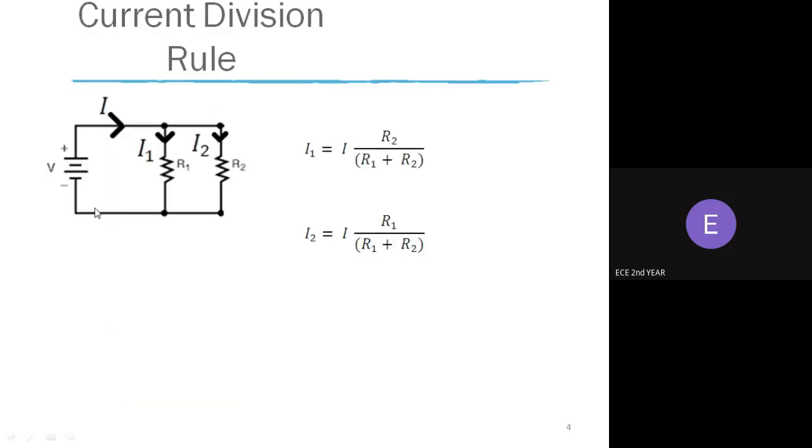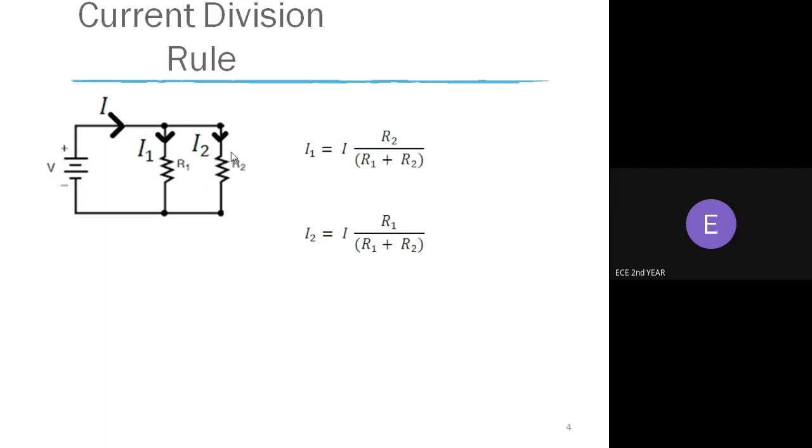Next we'll see the current division rule. Here R1 and R2, both resistances, are connected in parallel, supplied by the voltage source V. The total current flowing through the circuit is I. This I can be split into these two branches. Current I1 flows through the resistance R1 and I2 flows through the resistance R2. We need to find the individual current flow through the resistances R1 and R2.